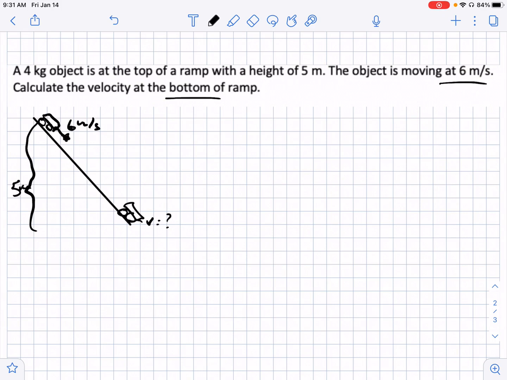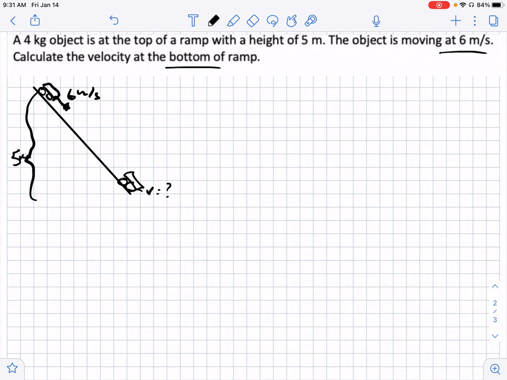And we're going to use conservation of energy to solve this problem. So at the top of the ramp, it is moving, so we have kinetic energy, and it has a height, so we have gravitational potential. One way we can solve it is we can break it down into before and after. So initially, you have gravitational potential and you have kinetic energy. If we plug in our equations, we have mgh plus 1/2 mv squared.